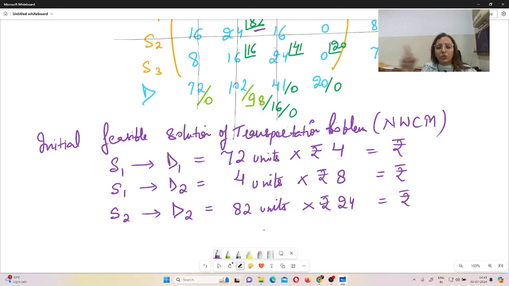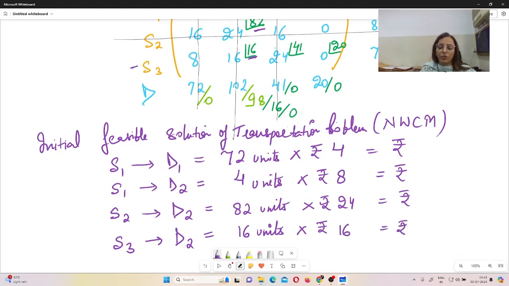Now S2 supplies no other quantity to any of D1, D2, D3, so we come to the next category, supply 3. Has the third supplier transferred to D1? No, not at all. Has it transferred to D2? Yes. How many units? 16 units, supplied at a cost of 16 rupees from S3 to D2. So write it over here and then calculate the value and the overall performance.